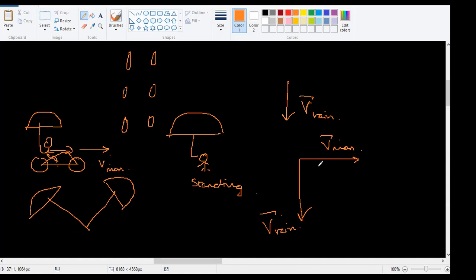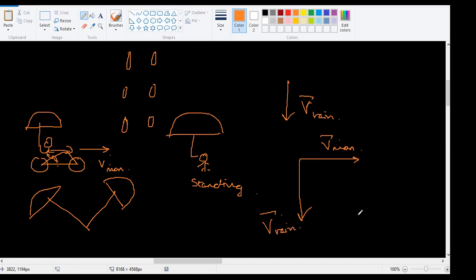Now look at the diagram. Will finding this vector addition make sense? Or finding this velocity of the rain with respect to the man, will this make more sense? Which one will make more sense? Look at this and look at this and tell me. So the other one, sir. Rain to man. Okay.